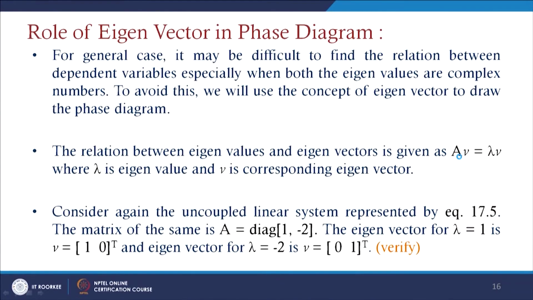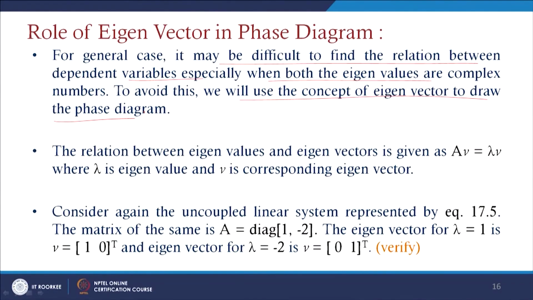Now, regarding the role of the eigenvector in a phase diagram, in general it may be difficult to find the relation between dependent variables, especially when both eigenvalues are complex numbers. To avoid this, we will use the concept of eigenvector to draw the phase diagram. If it is a complex pair, it is difficult to handle. So, first we will establish the relationship between the eigenvalues and the eigenvectors, and this vector representation will give us the idea in the phase diagram of whether the system is stable or not.